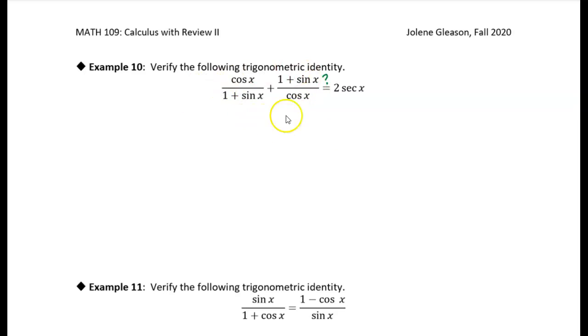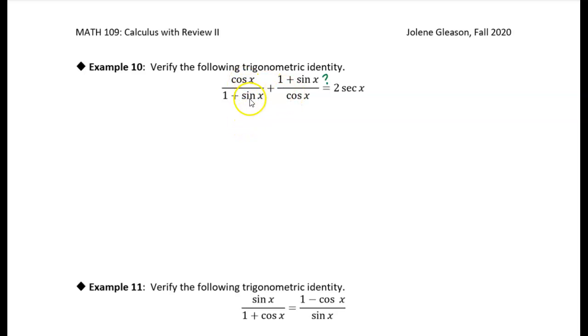But I think I'm going to work on the left-hand side because that definitely looks most complicated. I don't really know where to go with secant. I mean, I could turn secant into 1 over cosine, but I wouldn't know where to go from there. So let's work on the more complicated side.